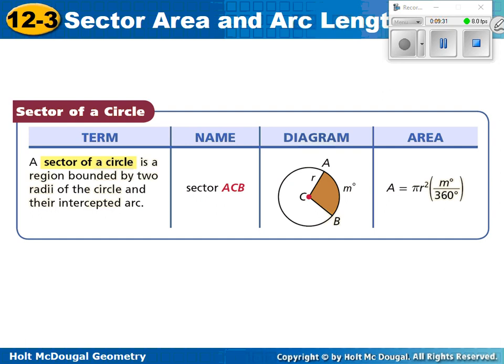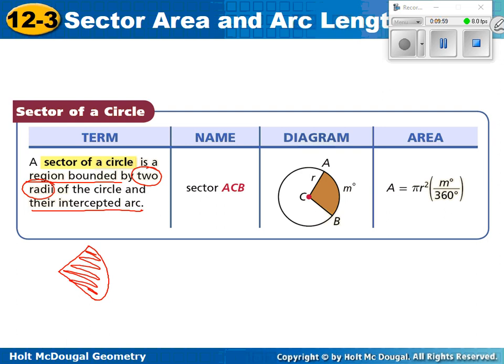Area of a sector, vocabulary. We have a vocab test coming up, and these vocab words are not easy. When you read these today, they're kind of tricky. So, a sector of a circle is the region bounded by 2 radii and their intercepted arc. If you think in your mind, 2 radii and the arc that they form, the region inside of there. That's the definition for sector.